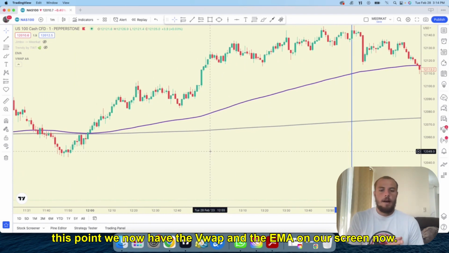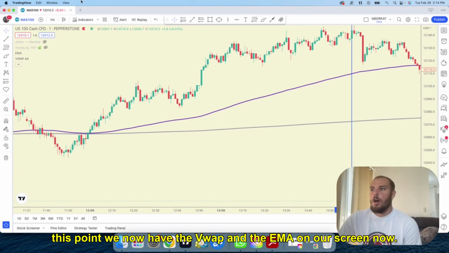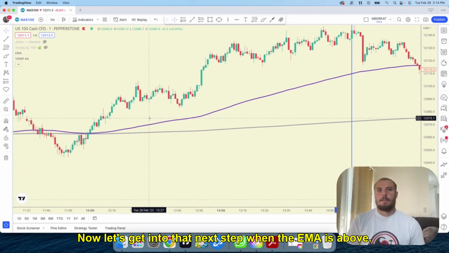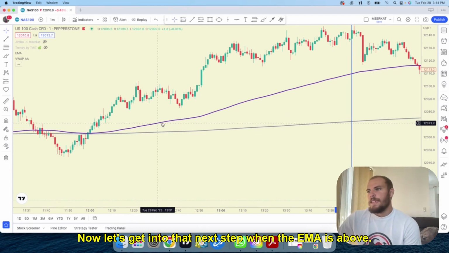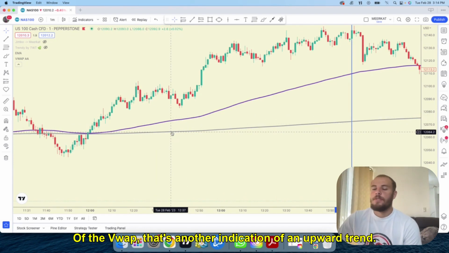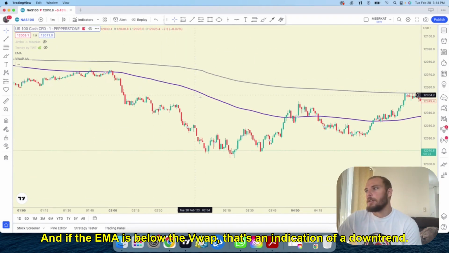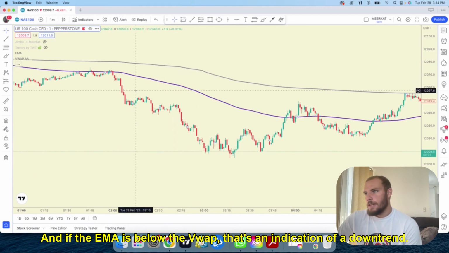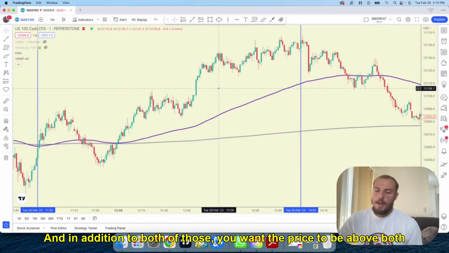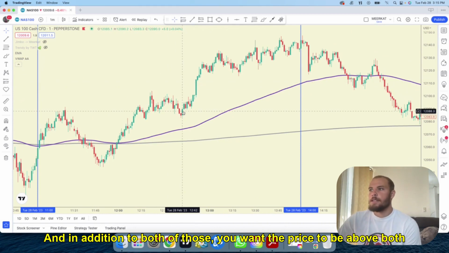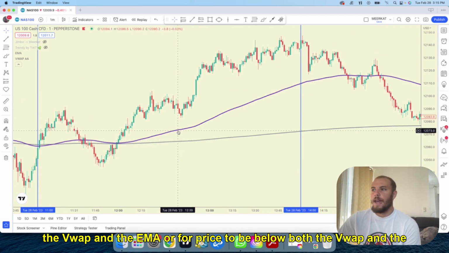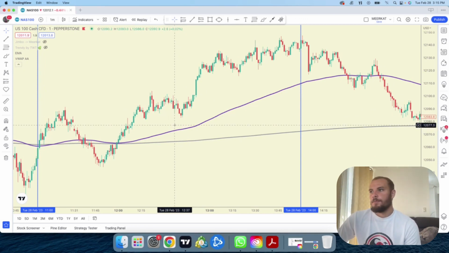At this point, we now have the VWAP and the EMA on our screen. Now let's get into that next step. When the EMA is above the VWAP, that's another indication of an upward trend. And if the EMA is below the VWAP, that's an indication of a downtrend. And in addition to both of those, you want the price to be above both the VWAP and the EMA, or for price to be below both the VWAP and the EMA.